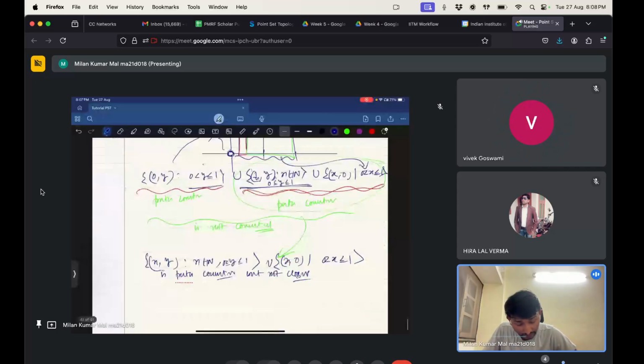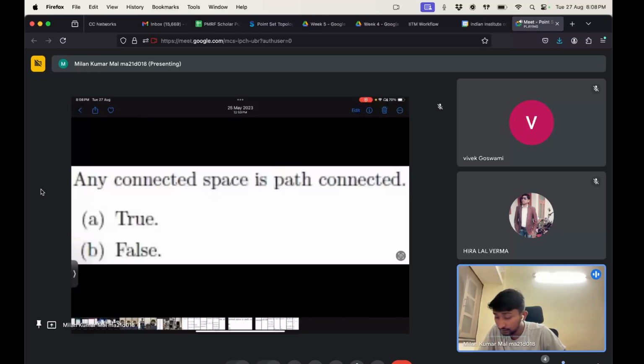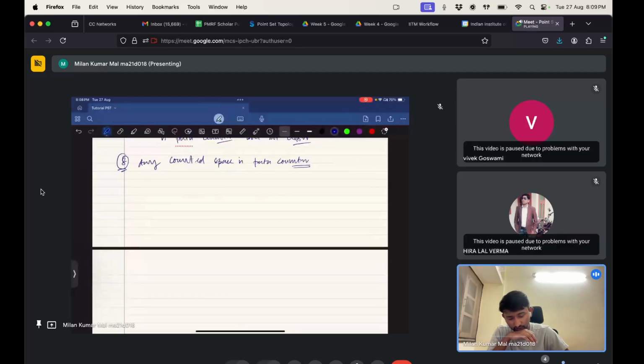Now I need problem 8. What problem 8 says is that any connected space is path connected. I will not write that one, no need to write it. This is false. Why is this false? Any connected space is path connected. This is standard, I don't need to write anything.